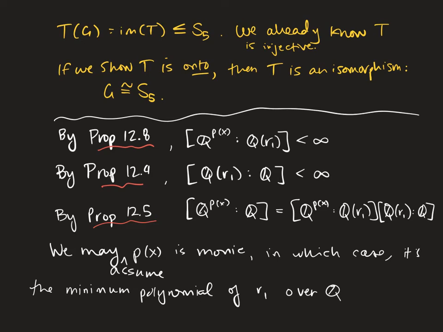Now, even if it's not monic, we've got all of that stuff from understanding that F of x is a principal ideal domain. The irreducible polynomial is just going to end up being a multiple of P of x. So we can assume that P of x is it. It's not a big deal here. And that tells us that the dimension of Q adjoin R1 as a vector space over Q is 5. It's the degree of P of X. And that is from proposition 12.4 again.